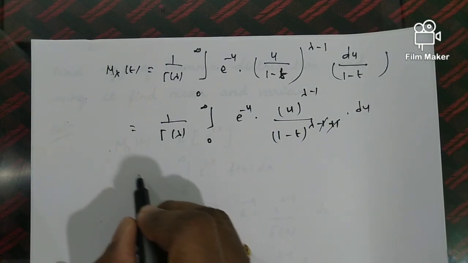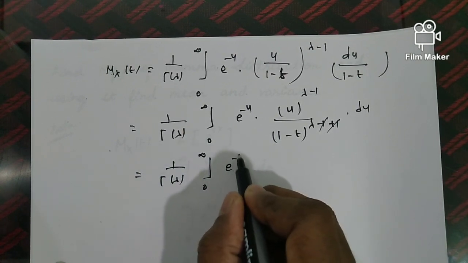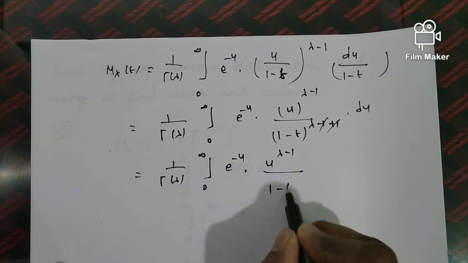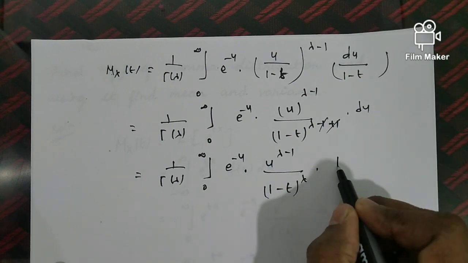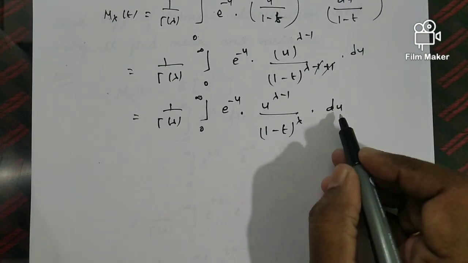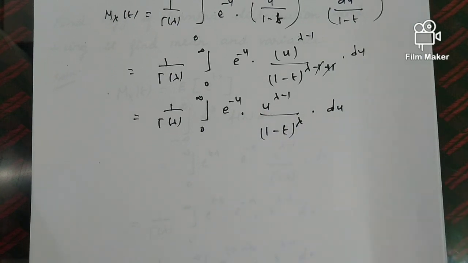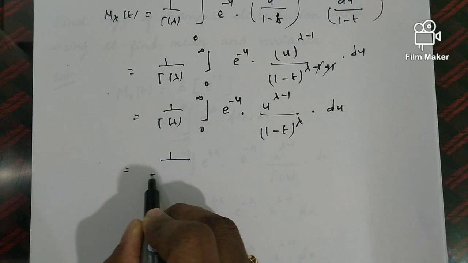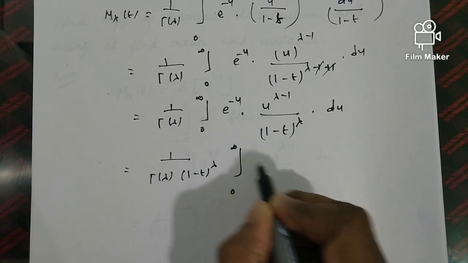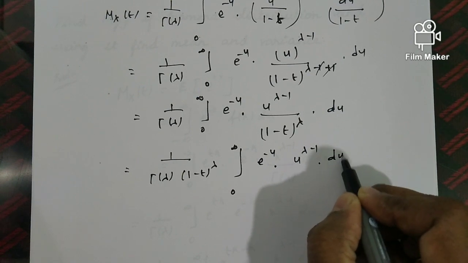So this can be written as 1 by gamma of lambda integral 0 to infinity e power minus u, u power lambda minus 1 divided by 1 minus t power lambda, into du. Is it clear? So now integration with respect to u. We can take the term 1 by gamma of lambda into 1 minus t power lambda outside: integral 0 to infinity e power minus u, u power lambda minus 1 into du.